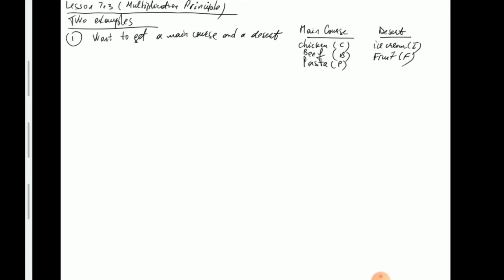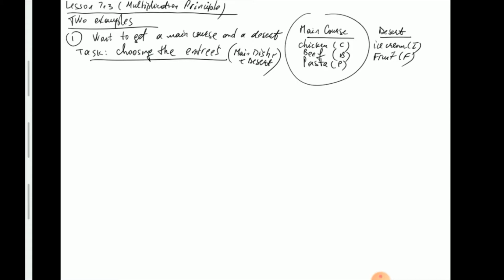So if you notice here, what we talk about is basically a task. The task here is essentially choosing the entries. And again, the limitation is that you're going to choose two of them, main dish plus dessert. But each of these entries has various options. You have three options in the main course, and you have two options in the dessert.